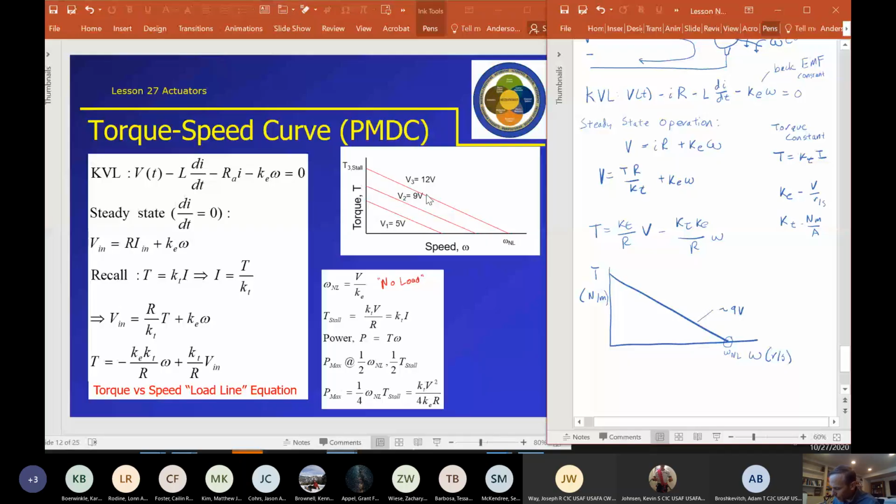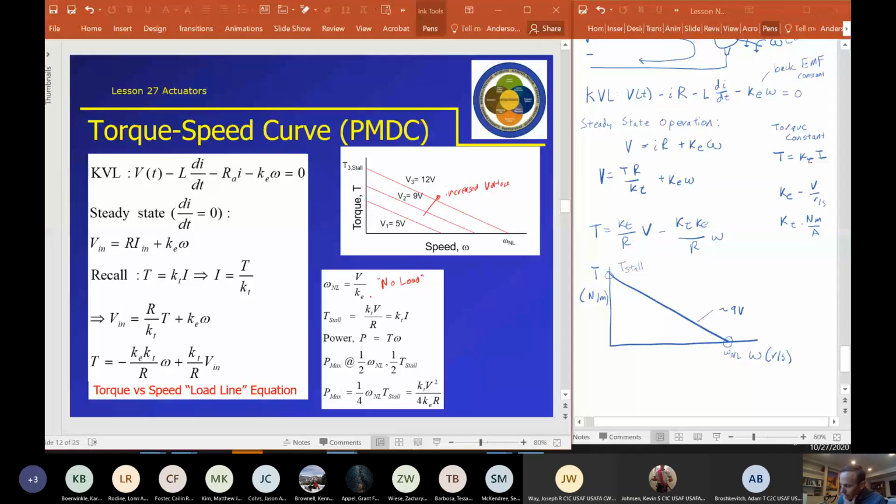Okay, so down here are some various performance equations for motors. We can calculate the no load speed or the stall torque by taking our torque speed equation and zeroing out the other one. So we know that the no load speed happens when T is 0. If we set T equal to 0 and solve for omega, we get this result here. If we want the stall torque, we set speed to 0 and solve for torque, and we get that stall torque there.